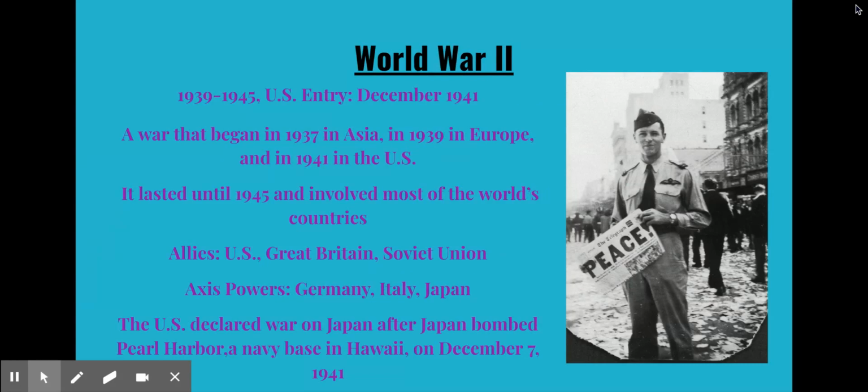The next international conflict to discuss is World War II. World War II started in 1939, but the United States did not declare war on Japan until December 1941, when Japan bombed Pearl Harbor, a Navy base in Hawaii. The Allies were the United States, Great Britain, and the Soviet Union, while the Axis powers were Germany, Italy, and Japan. The war lasted until 1945 and involved most of the world's countries. The creation of a new peacekeeping organization, the United Nations, was a large impact as a result of the war.